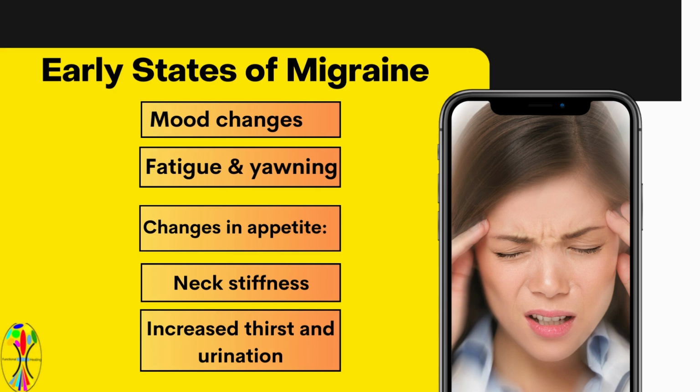The other thing that is often noted is that fatigue and yawning is also experienced before the headache in certain individuals. Food cravings or changes in appetite are seen in people at times before the development of the headache. Neck stiffness, tension, or pain in the neck muscles is also commonly seen in certain individuals before the headache. Increased thirst and urination are also observed in some people before the development of the headache.